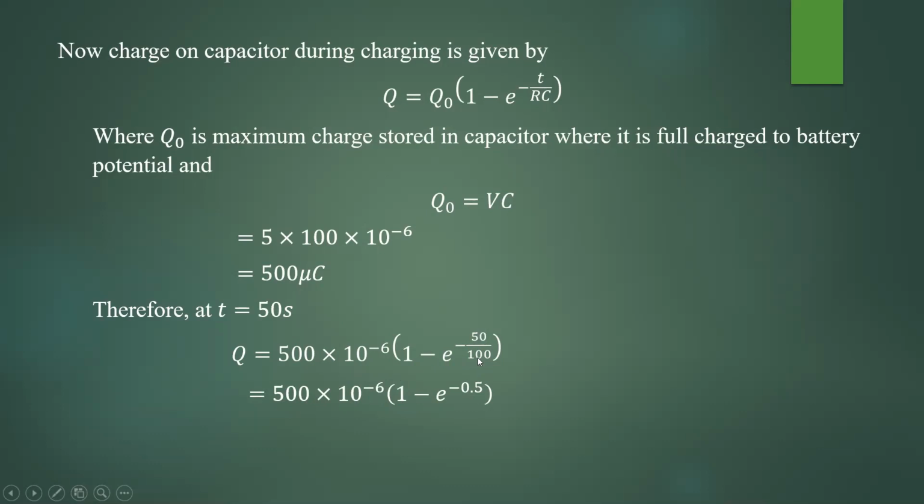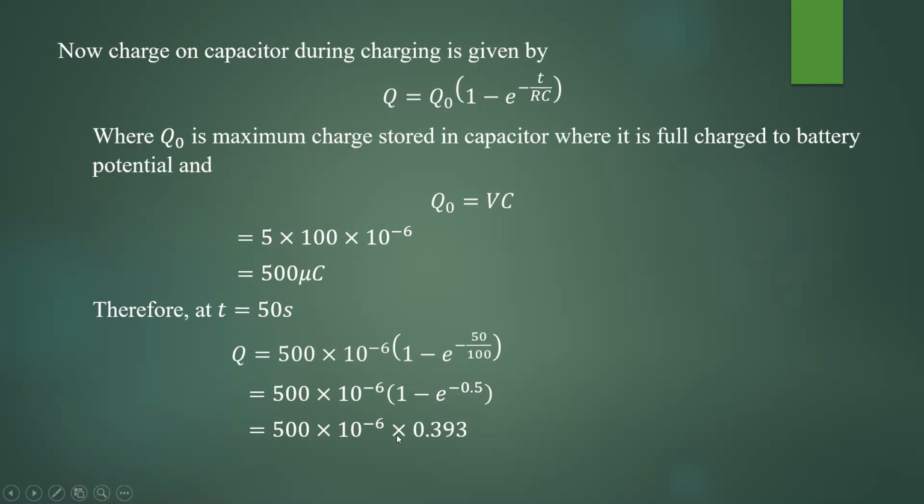It is half, it is 1 by 2. Okay. Can you calculate this? So if you calculate this particular value, 1 minus e to the power minus 0.5, you will get 0.393. 0.393 you will get, into 500 into 10 to the power minus 6.